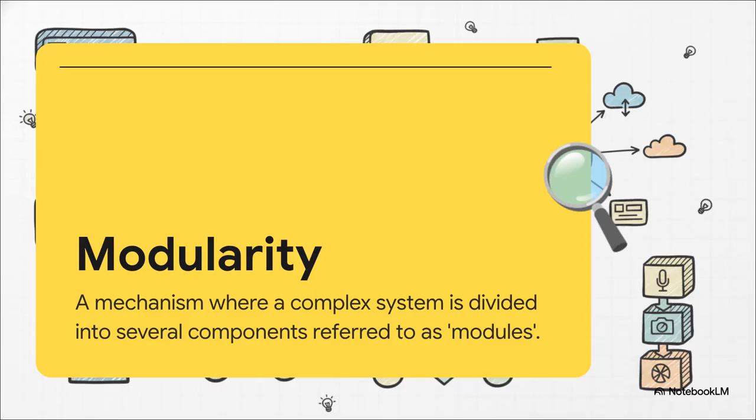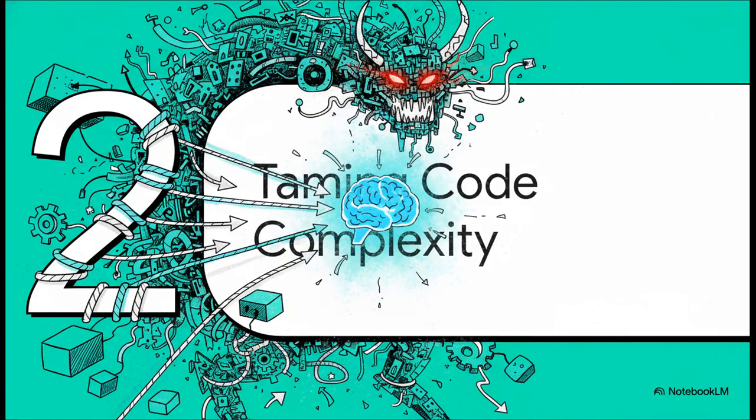The official name for this concept is modularity. And really, it's just a fancy way of saying we take a big, complex system and we break it down into these smaller, separate components that we call modules. The best part is, each module can be built all on its own, and then, just like Legos, they just click together to create the final product. But why? Why do we even need to break things down like this in the first place? What problem is this actually solving? Well, it's all about taming the absolute beast that is code complexity.